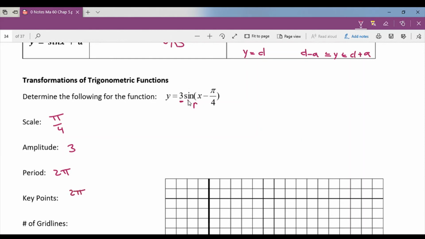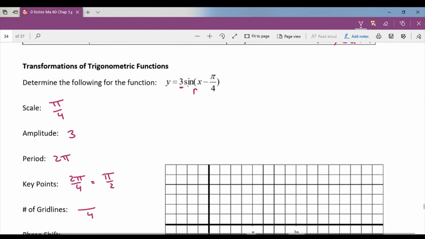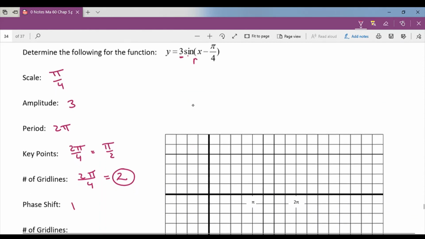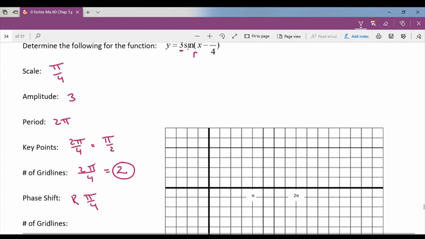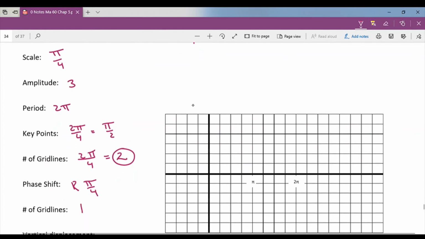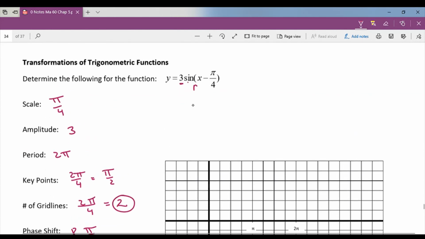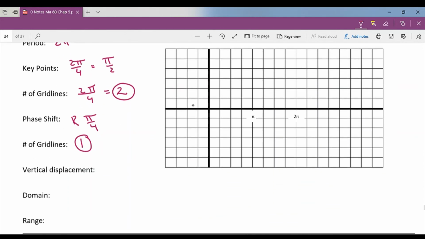My key points, there's going to be 4 of them, and so it's going to be every pi by 2. Since my scale is pi by 4, pi by 2 is 2 pi by 4, so every 2 grid lines I'm going to have a key point. Do I have a phase shift? Yes, I do. I am moving right pi by 4. So this is going to affect my starting point. Since my scale is pi by 4, it's going to be 1 grid line that I phase shift. Is there a vertical displacement? There's no d value, so there's no vertical displacement.